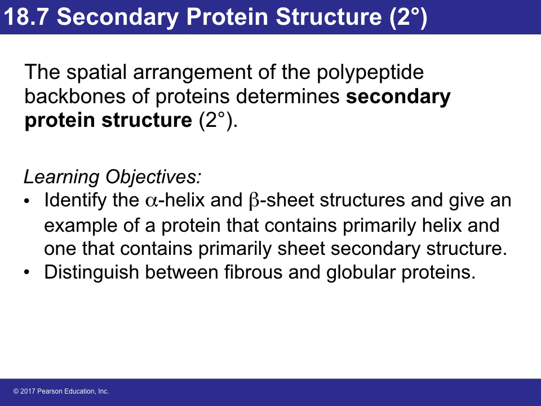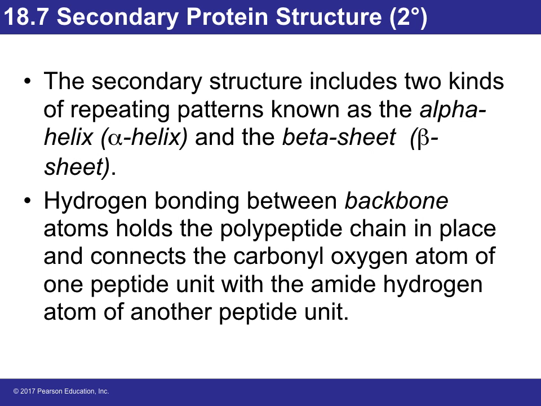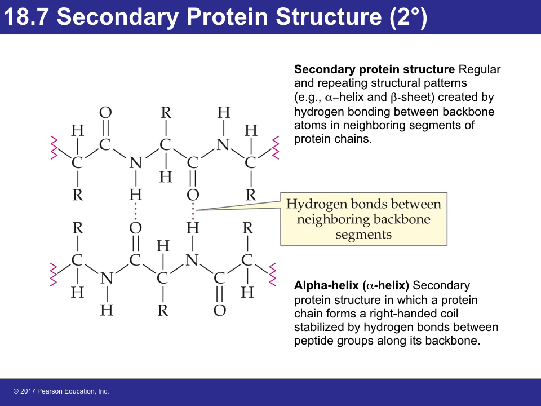Then we're looking here at the spatial arrangement of the polypeptide backbones of protein. That's the secondary protein structure. There are two types: the alpha helix and the beta pleated sheet, or beta sheet. What's going to happen there is hydrogen bonding between the backbone atoms that are going to hold the polypeptide chain in different places. Those are examples right here showing the hydrogen bonds between the backbone segments.